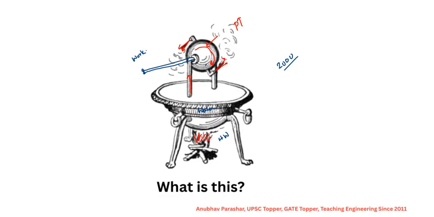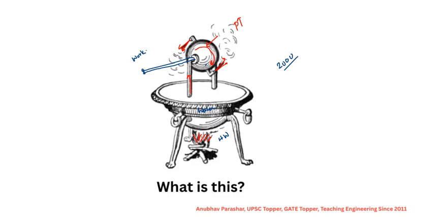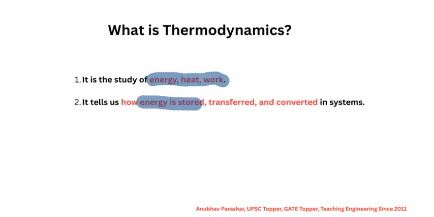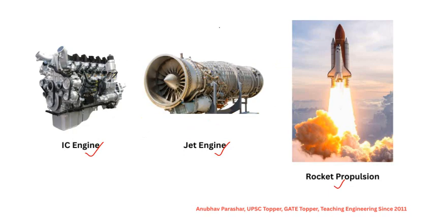So today we understood what is thermodynamics. It is the study of energy, heat, and work, how energy is stored, and how it can be converted in systems. This is the basic example of how heat energy is converted into work, right? And we have seen what the basic sciences are which are involved in propulsion designing and understanding a propulsive device, right? And these are some of the examples of our success, how scientists have been able to convert heat into work successfully.